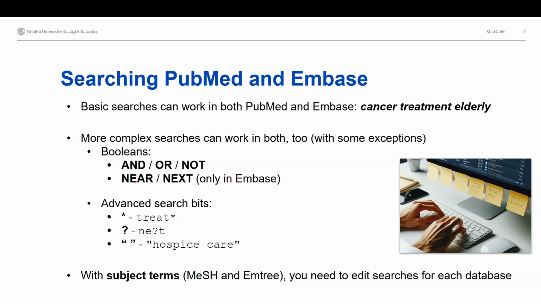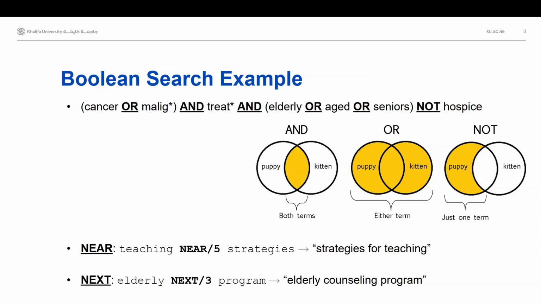One thing you need to be careful of when we talk about translations, when you put things in quotes, it blocks or inhibits the database's ability to translate for you. And as I mentioned with the subject terms, MeSH and Emtree, you'll need to edit those searches for each database. Or if you're using an additional one like CINAHL, it has its own subject terms, CINAHL headings, that would need to be translated for that as well.